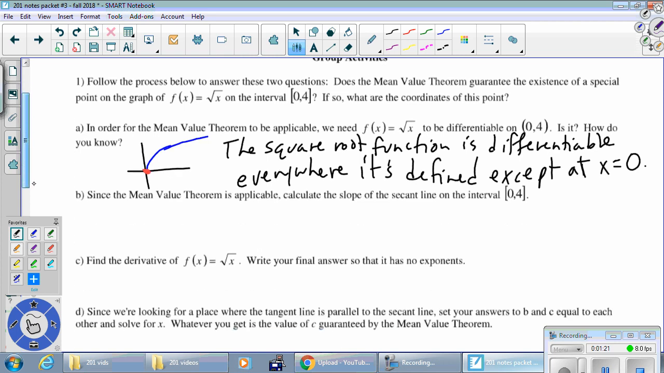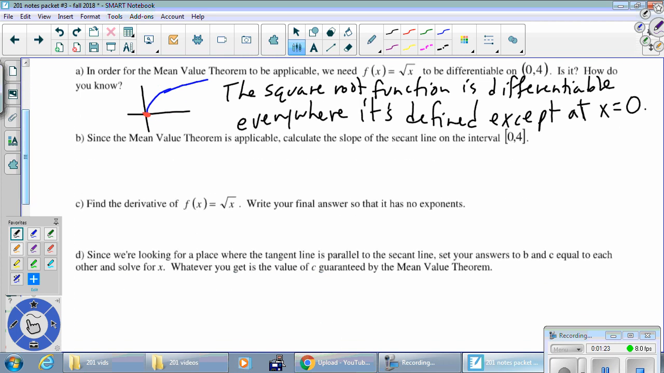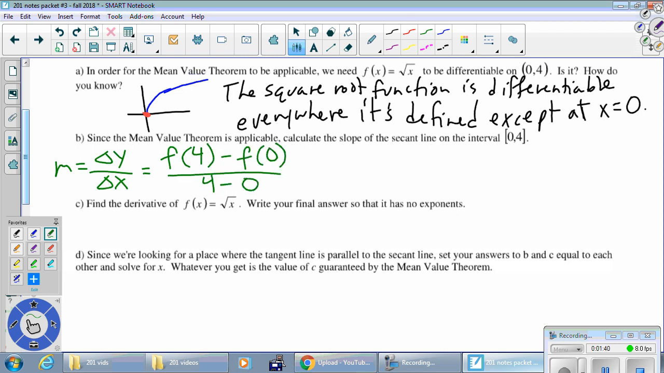Part B says we're going to calculate the slope of the secant line on the interval 0 to 4. It's a closed interval here. It's not a big deal that it was open in the differentiable part of the question, but we're looking for the slope of the secant line. So again, change in y over change in x. f of b minus f of a divided by b minus a. It's okay if you swap the 0 and 4 on top and bottom. So this is the square root function. So square root of 4 minus square root of 0 over 4. 2 minus nothing over 4, which is 2 over 4, or a half.